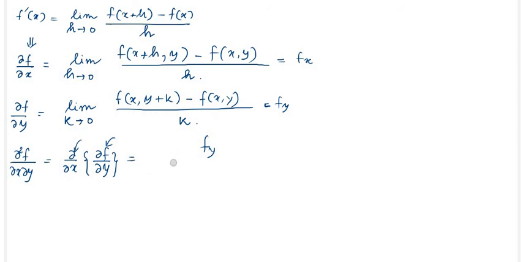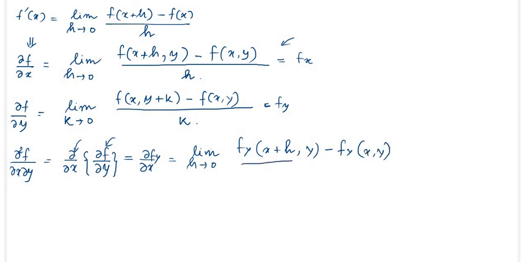So let me write this again. This is nothing but del x of del f del y, which is f_y. So now we use the concept of derivative on this function. This is limit h tends to 0. Now our given function is f_y, so it is f_y of x plus h comma y minus f_y of x comma y divided by h, where we have to find this value and this value separately. That means f_y at the point x plus h comma y, which is nothing but del y of this function.